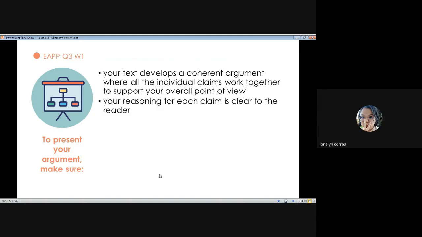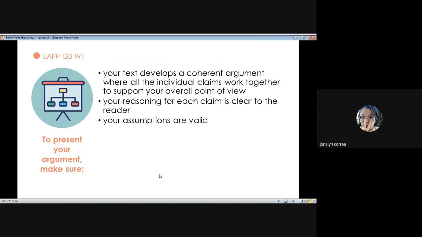And then, your reasoning for each claim is clear to the reader. So, bakit mo pinaniniwalaan to? Kasi gusto ko. So, hindi yun pwede. So, you always have a reason. Why do you claim this thing? Like for example sa korte, 'di ba? Hindi mo naman pwedeng sabihing siya yung nakapatay without any evidences or ano yung pwede niyang reason bakit siya yung naisip mong nakapatay. So those are some examples that you may consider.